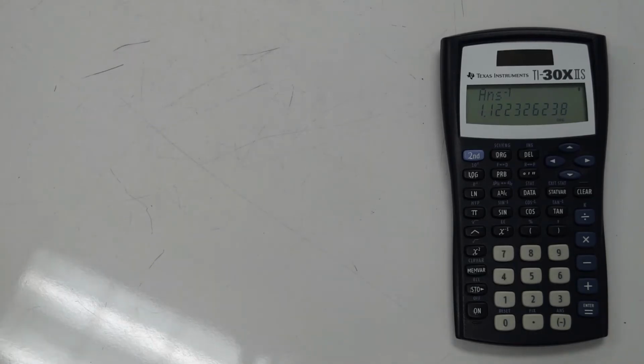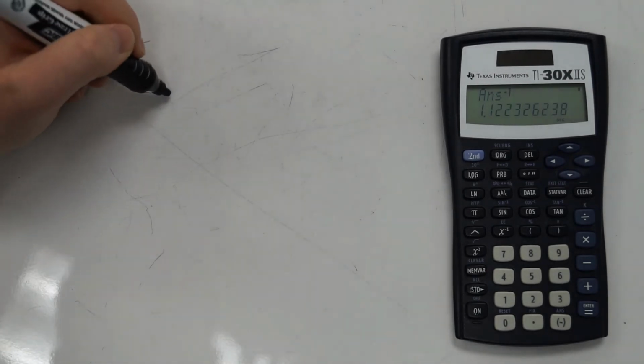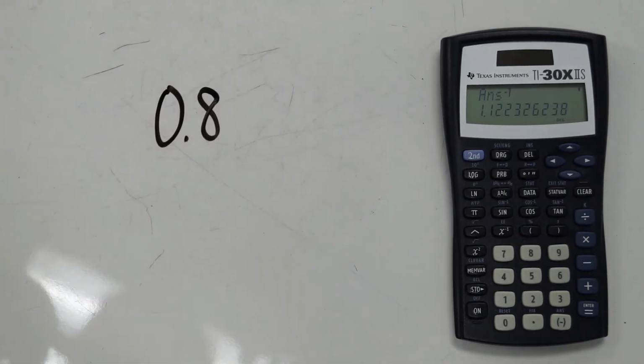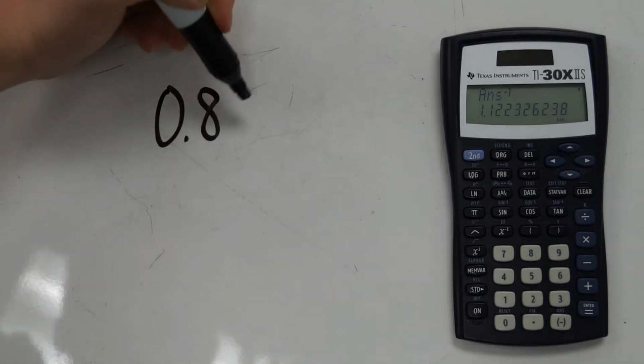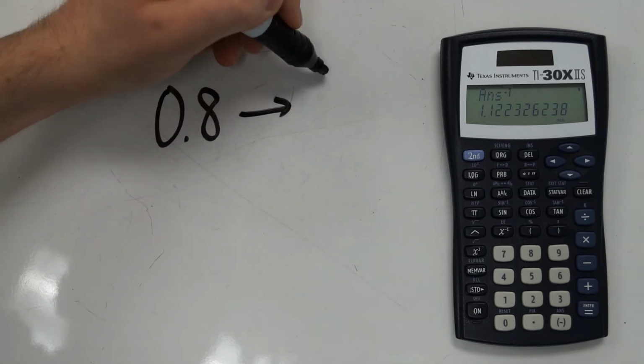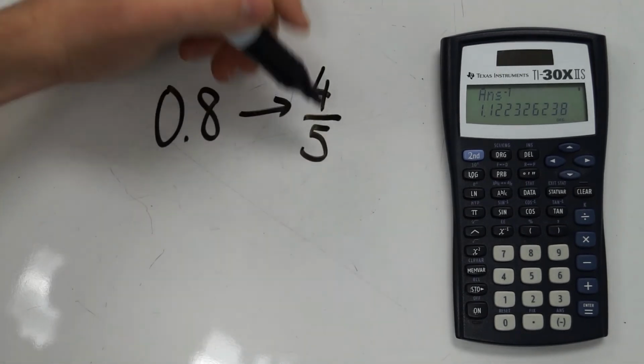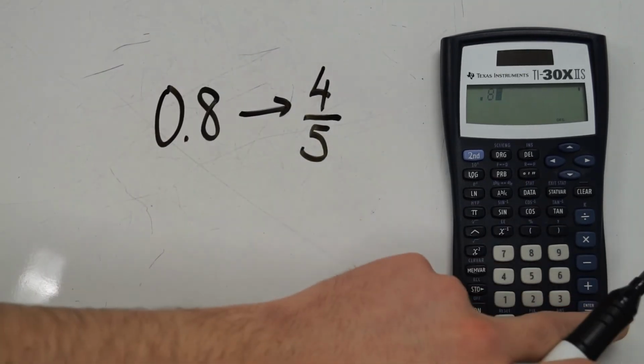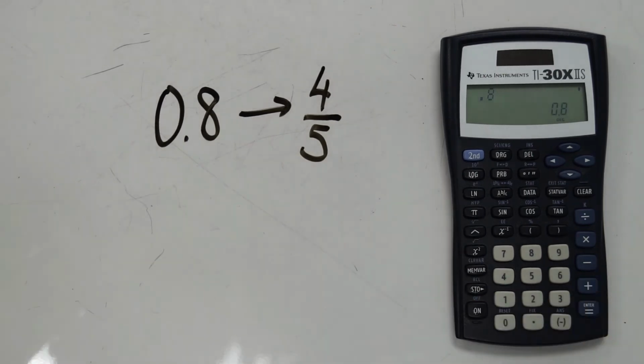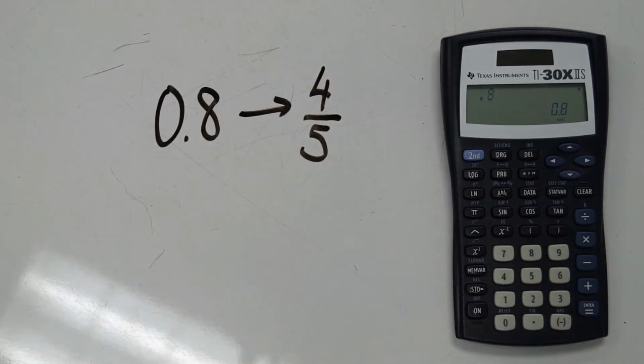If you want to do some other things, like say you have 0.8, how could you convert that to a fraction? Because you can sometimes display your answers as fractions.